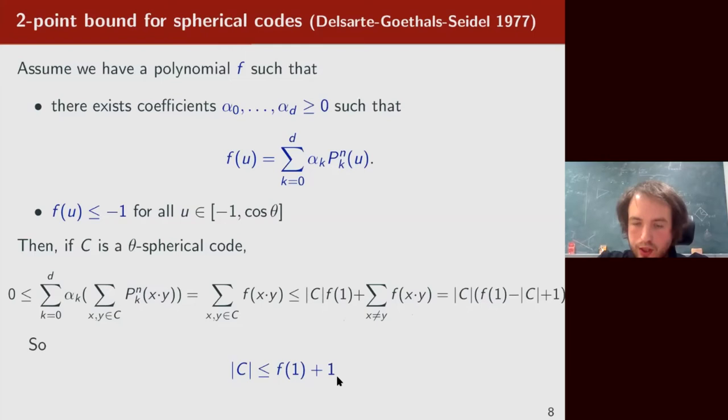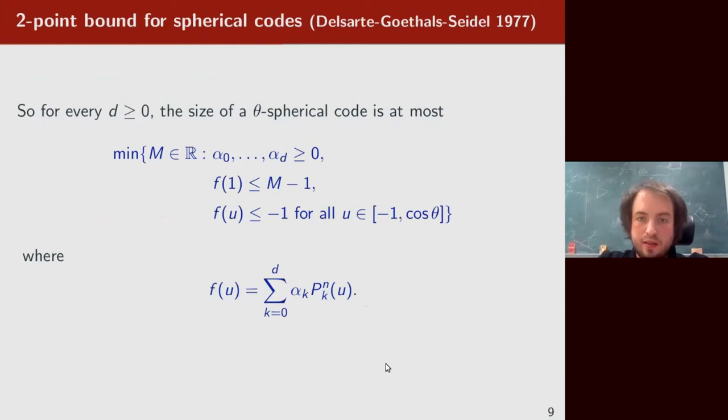So just the thing to remember here is that whenever you give me such a function that satisfies those two properties, then f of one will give me a bound on the highest possible size of such a spherical code. Okay. And now what I want to do, if I want to get the best bound, then I need to understand what will be the best function for this, what will be the best polynomial, okay?